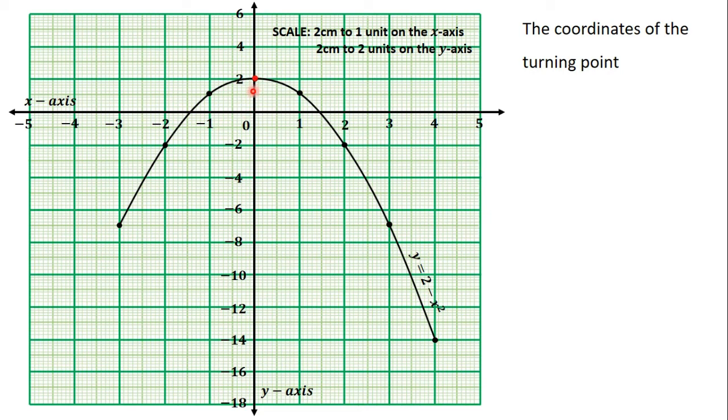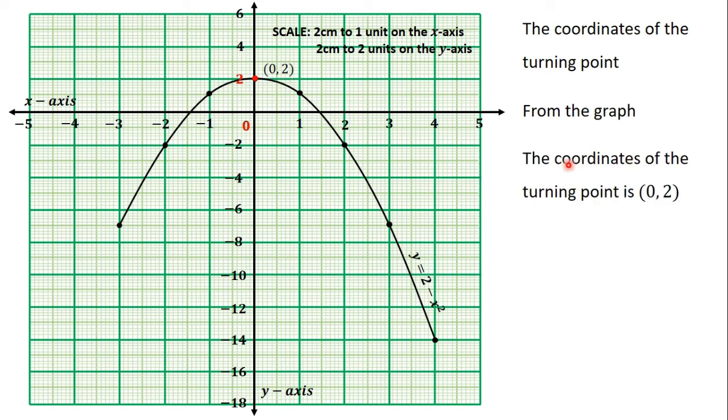The point falls on the y-axis. It means that the x coordinate is 0. Every point that falls on the y-axis has its x coordinate as 0. In the same way, every point that falls on the x-axis has its y coordinate as 0. So this point falls on the y-axis, so the x coordinate is 0. The y coordinate here is 2. So the coordinates of this point is (0, 2). So the coordinates of the turning point here is (0, 2). From the graph, the coordinates of the turning point is (0, 2).